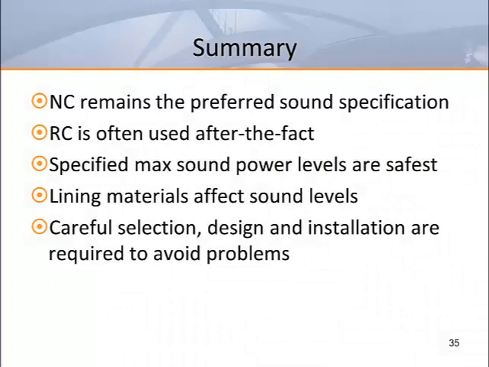So, in summary, we can say that NC remains the preferred method of equipment selection, while RC remains a favored analysis method. Acoustical specifications are clearest when maximum allowable sound power levels are provided. Don't forget about lining materials and how they may impact the overall acoustical performance of a product or system. In order to avoid expensive remedial work, care must be taken when selecting and installing any HVAC equipment.